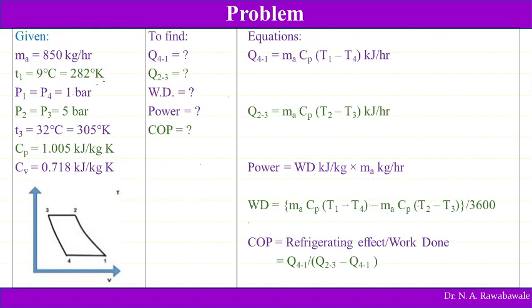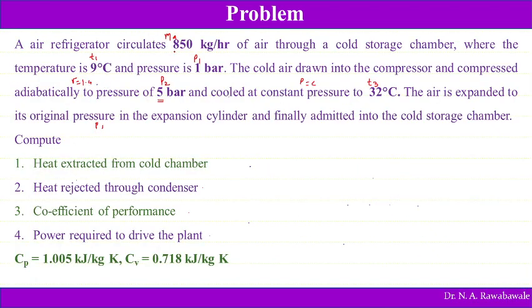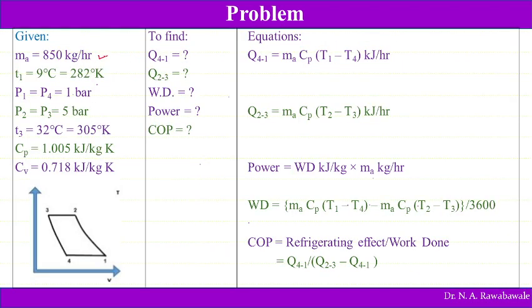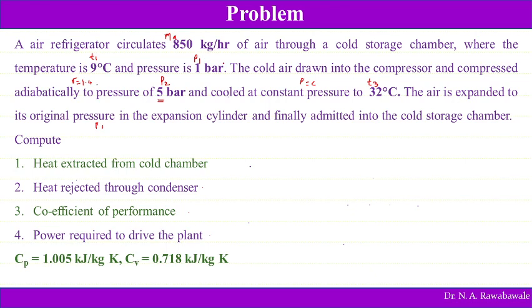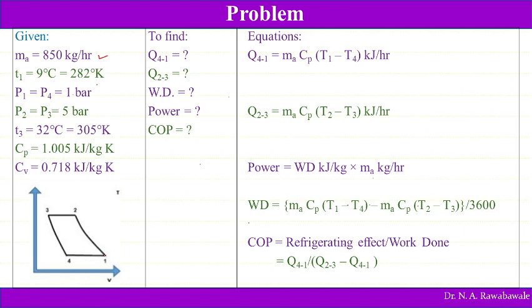In the problem it is given that air circulates at 850 kg per hour. So the mass of air circulated is 850 kg per hour, where the temperature of the cold chamber is 9 degrees Celsius. If we take this as T1, the temperature is 9 degrees Celsius, that is nothing but 282 Kelvin. The pressure at inlet is 1 bar. So P1 is equal to P4, equal to 1 bar. Then P2 is equal to P3, and that is 5 bar.